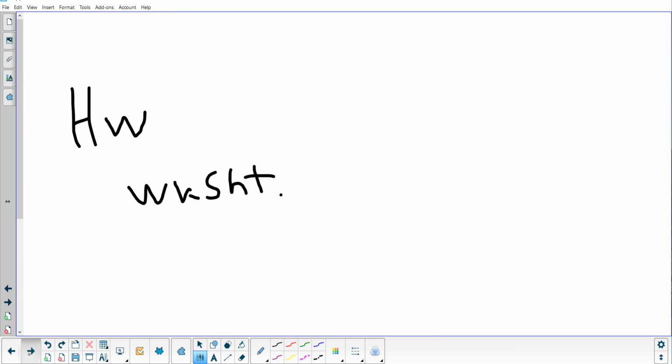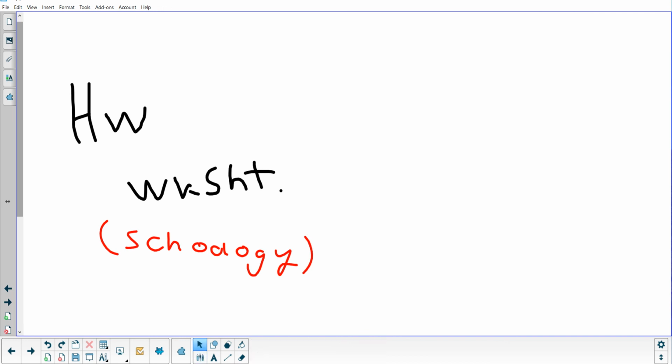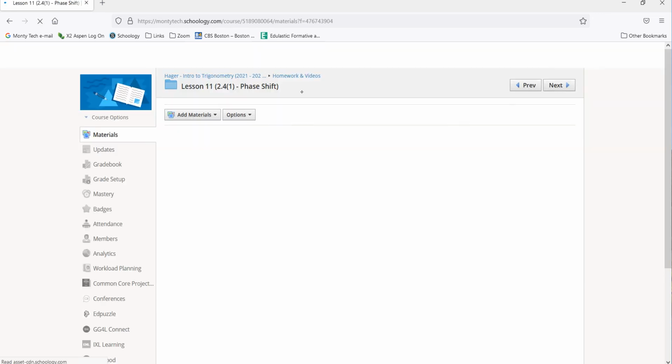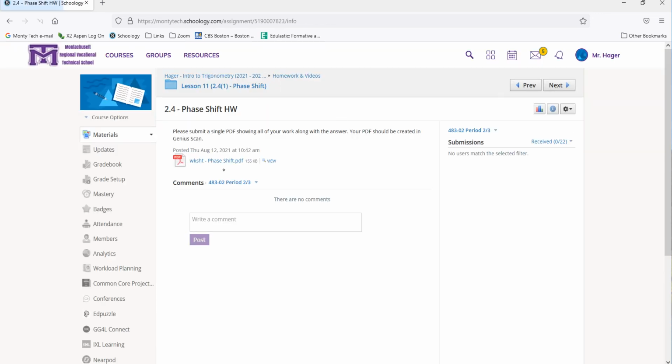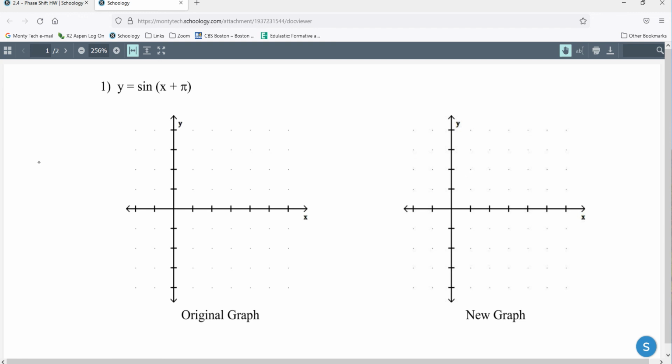All right. So homework tonight is a worksheet. I think it's five questions, and the worksheet is on Schoology, and I'll show you where it is right now. So if you go to Phase Shift, click on the Phase Shift PDF, click View, and there's a spot in the homework for you to sketch the original sine graph, which looks the same for every sine problem, and then the new one.